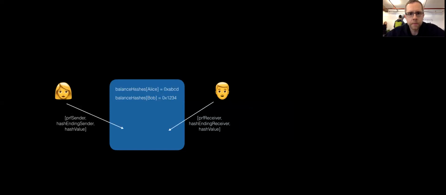So both of them create proofs, and now they can basically call a function in the contract and post. So Alice posts her proof. She posts her ending balance and the hash of the value. Bob, again, he posts the proof. He posts the hash of his balance after the value has been sent, and the hash of the value. So notice here that everything here is public, but it doesn't reveal anything about the balances of Alice and Bob, or anything about how much value was sent.